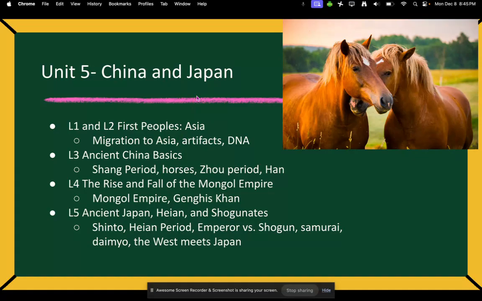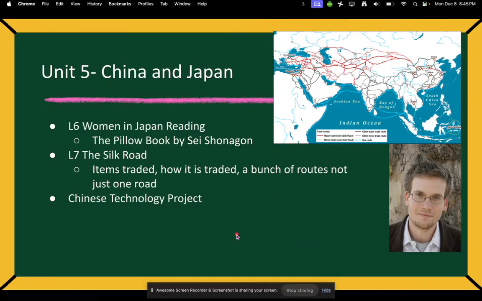So we talked about the Mongol Empire, of course, and Genghis Khan being this super powerful overlord of the Mongol Empire. In lesson 5, we did ancient Japan, Heian, and shogunate. So we talked about the Shinto religion, Heian period, emperor versus shogun, samurai, daimyo, and the West meets Japan. Lesson 6 was the Women in Japan reading.